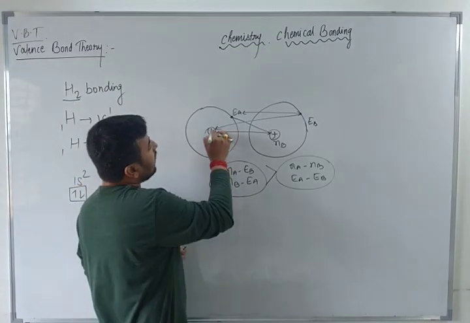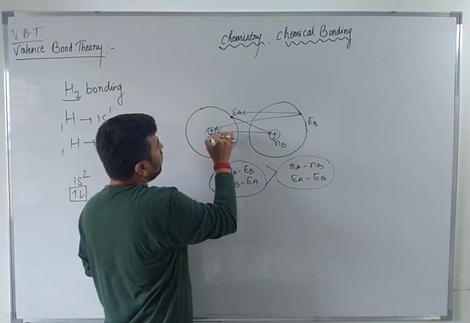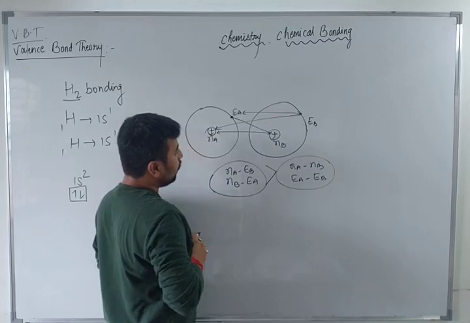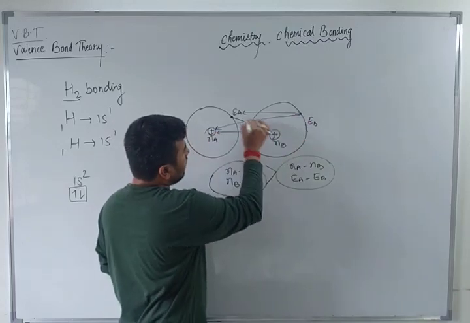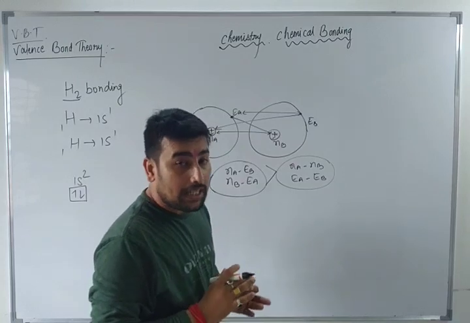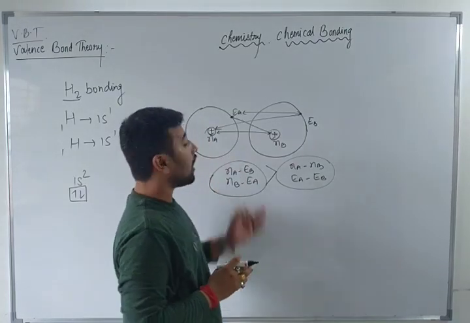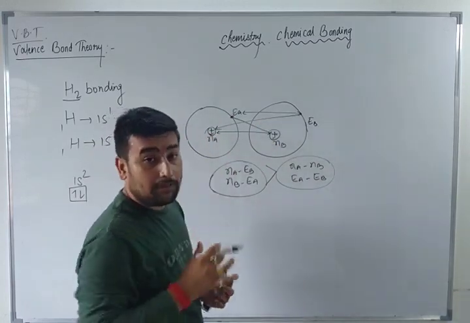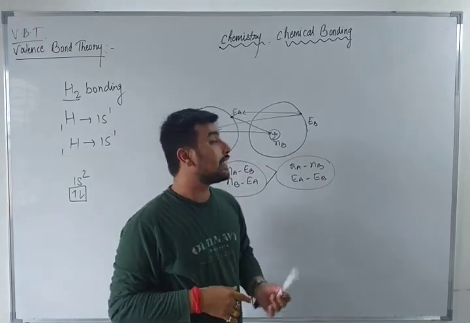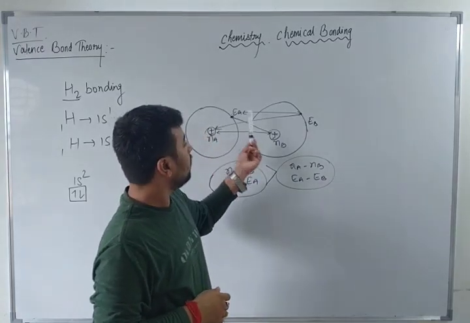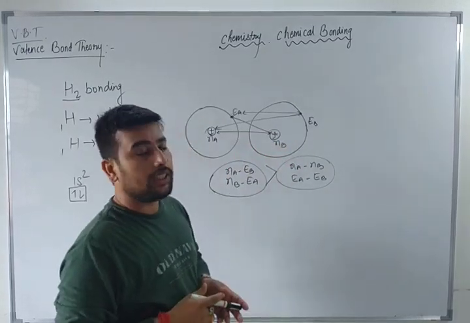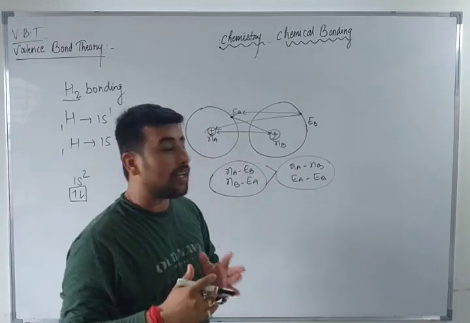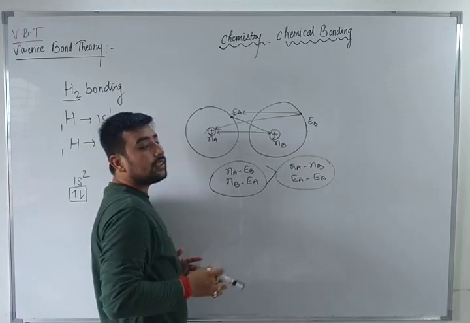Now whatever the nuclear attraction force of this atom, the nucleus and this electron, and the nucleus and this electron, this nuclear attraction force, the electrostatic force you can say, because both are of dissimilar charge, electron and nucleus. When this dissimilar charge attraction is greater than the similar charge repulsion, only then is there a lowering of energy, because here both energies are lowered.